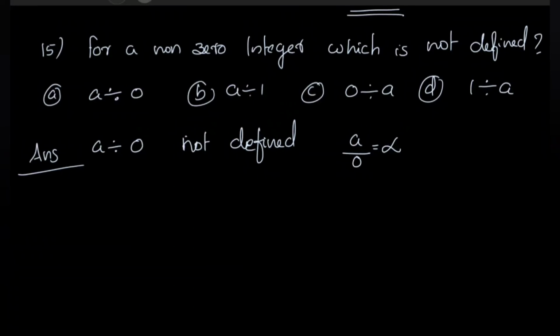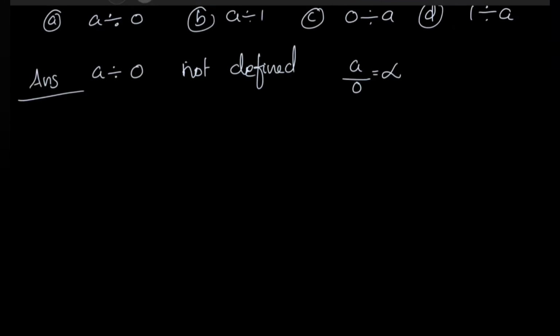A divided by 1 is the number itself. 0 divided by A is equal to 0 itself, and 1 divided by A may be a fraction. And division by 0 is not defined. That is our 15th question.